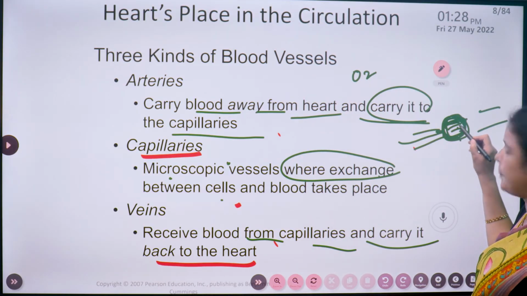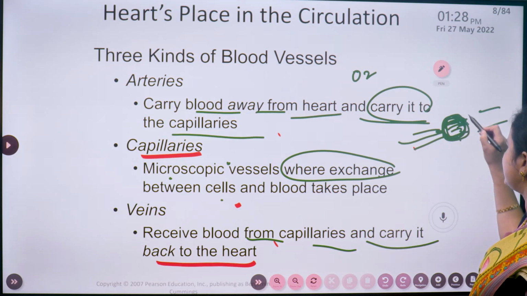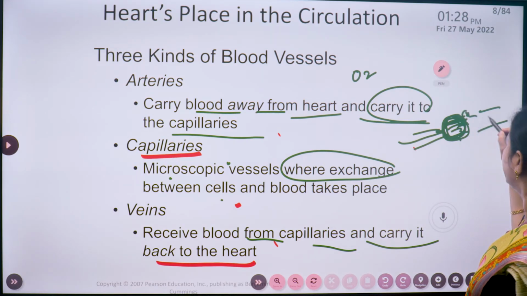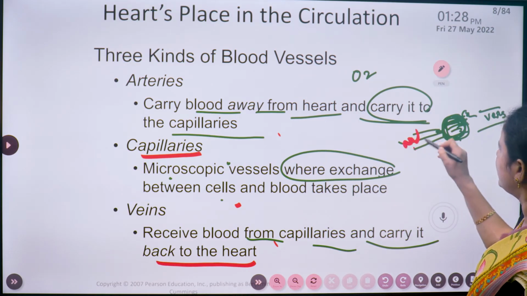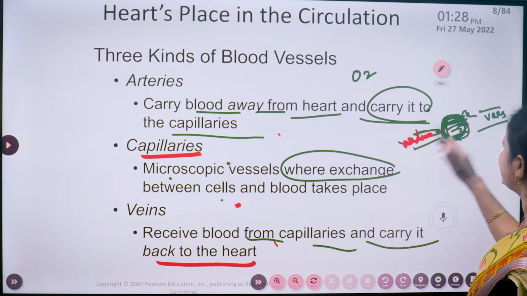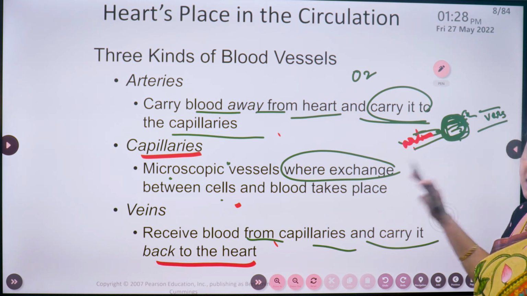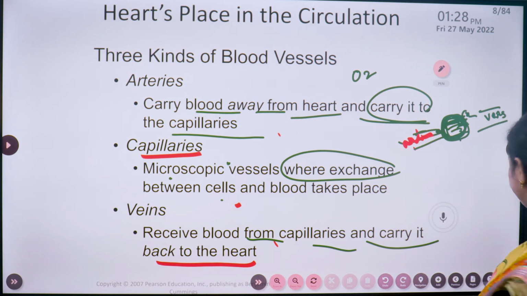From the capillaries, this deoxygenated blood will enter into the veins. So these are the arteries. Capillaries are connections between arteries and veins.